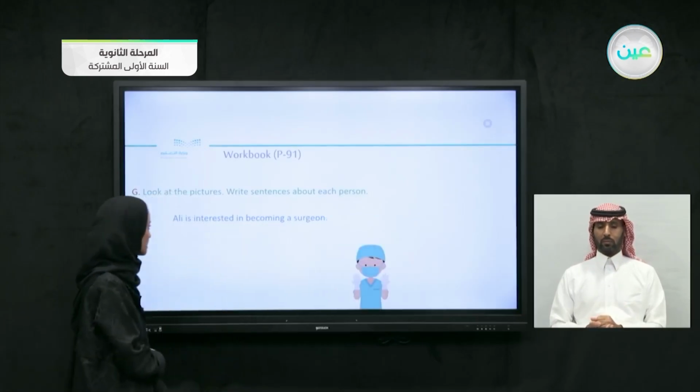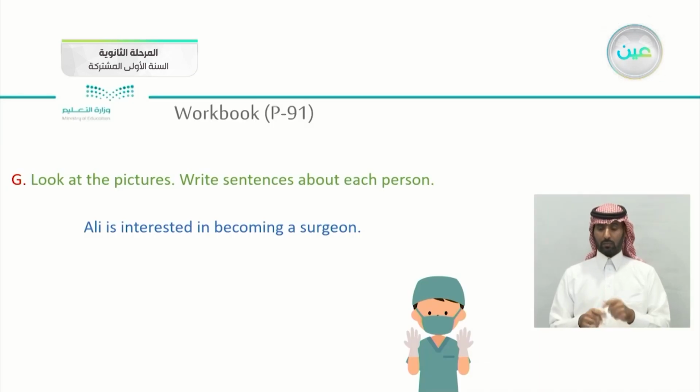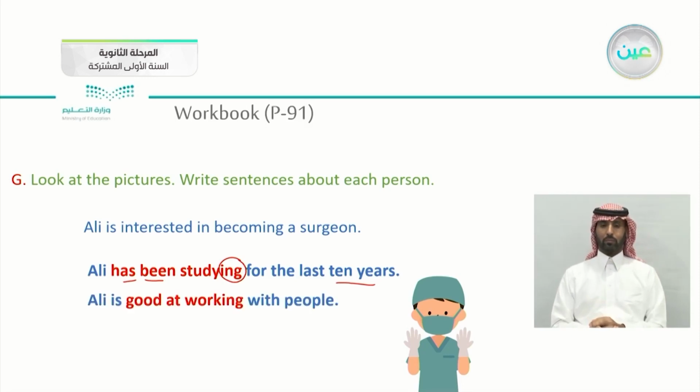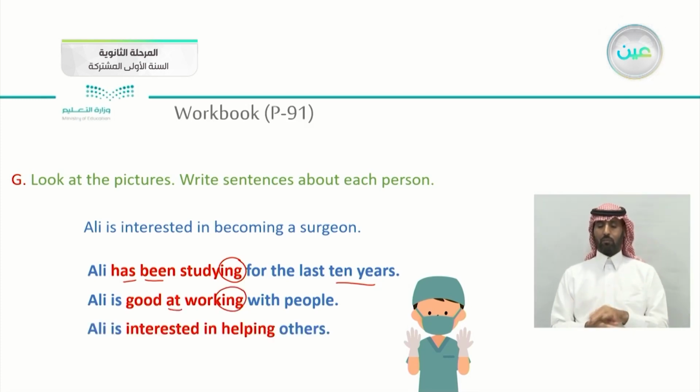How about his friend here? Ali is interested in becoming a surgeon. What would we say in here? We will say that Ali has been studying for the last 10 years. Time. So, has been doing. Let's continue. Ali is good at working with people. Good at doing. And also, he's interested in helping others. Good at and interested in doing things.